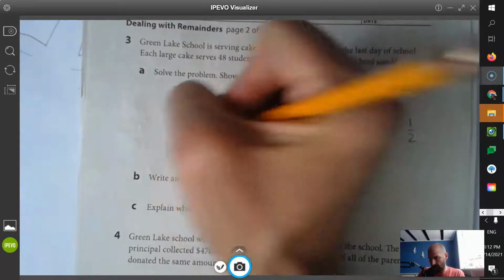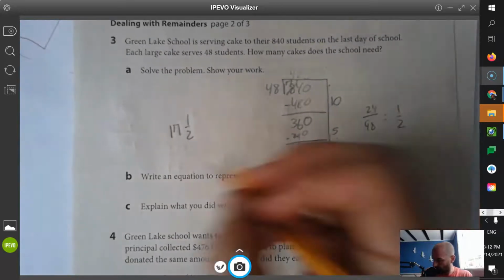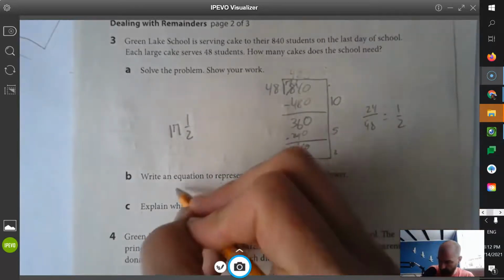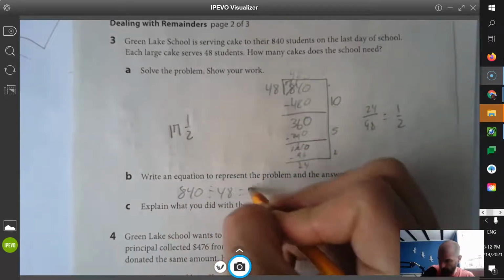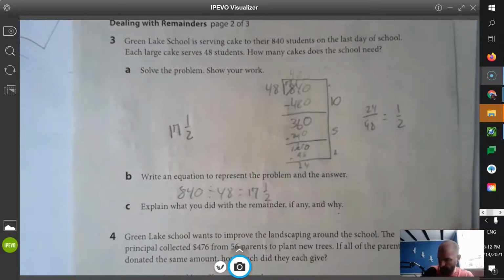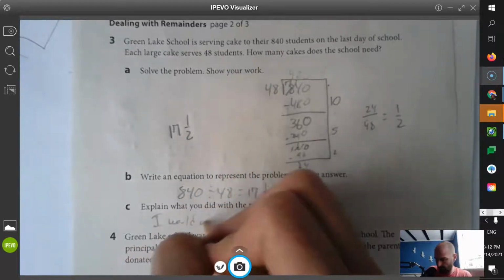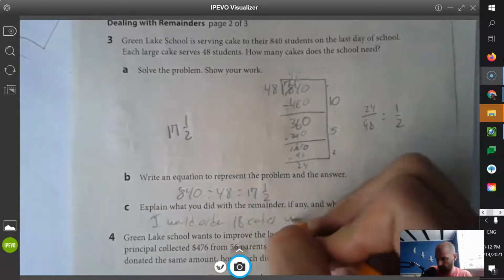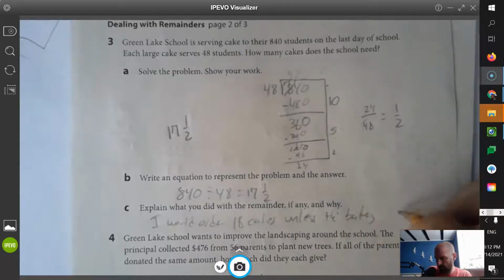So my equation is, where was it? 840 divided by 48 equals 17.5. I would order 18 cakes unless the bakery made half cakes. Alrighty.